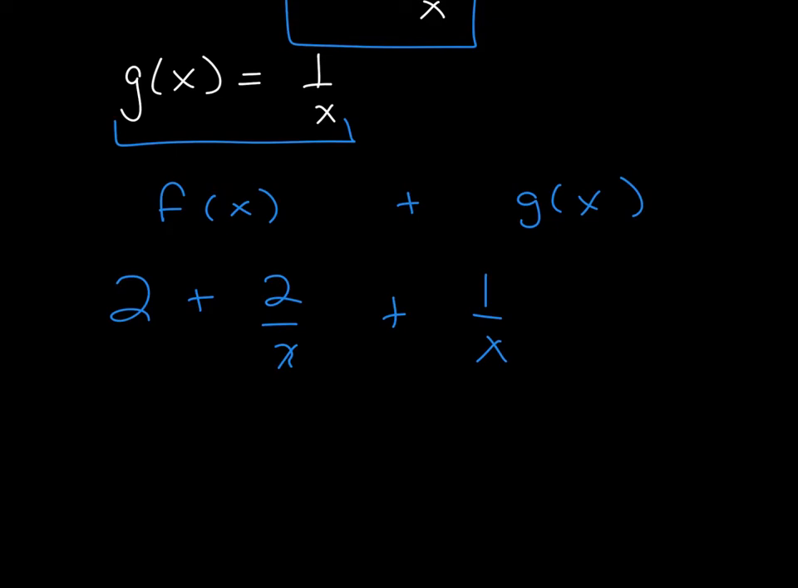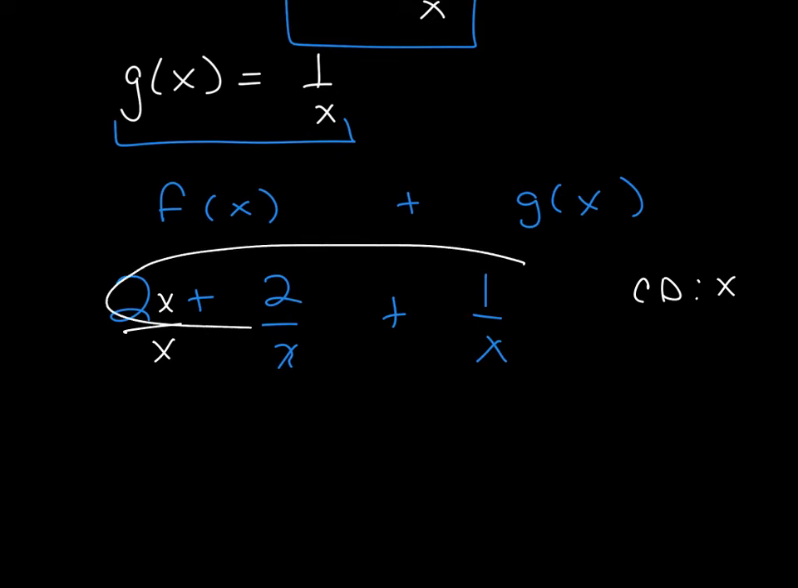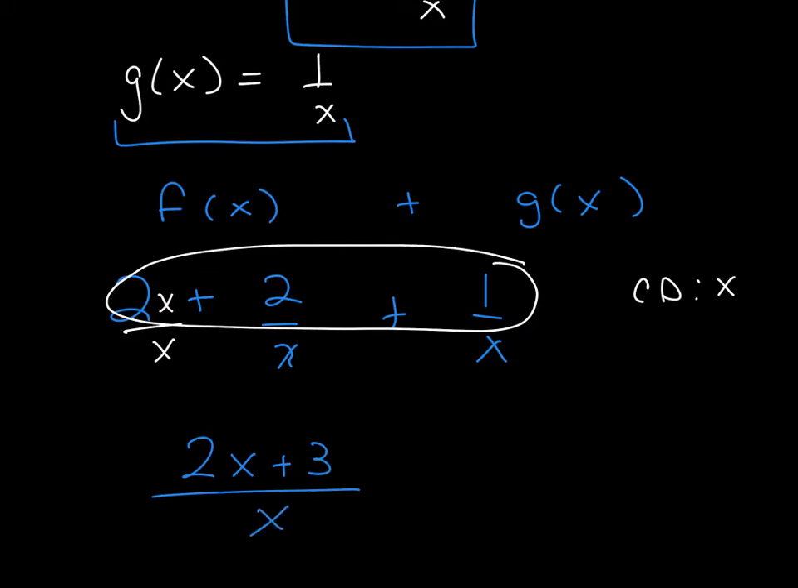Now, because I have fractions, I have to find a common denominator. My common denominator with all of this in this case is just x. So I multiply the 2 by x over x. Now, when you're adding fractions, add everything in the numerator together. So the numerator becomes 2x plus 3, and the denominator is just x.